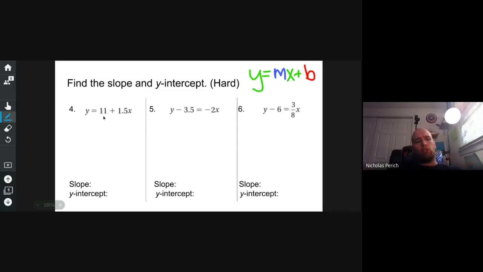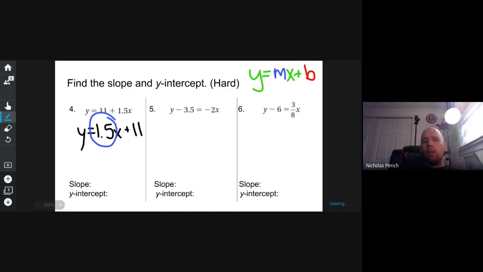Is problem 4 in slope-intercept form? No, it's not. But it's not that bad. Y is all by itself. But instead of having 11 plus 1.5x, that's a positive 1.5x, I'm allowed to just switch it. They're both positive, so I'm allowed to just go, whoop. So 1.5x plus 11. Is y all by itself? Yup.